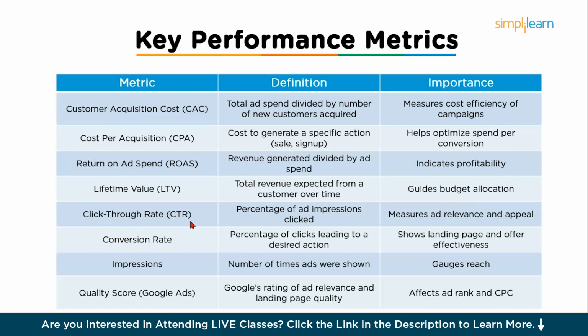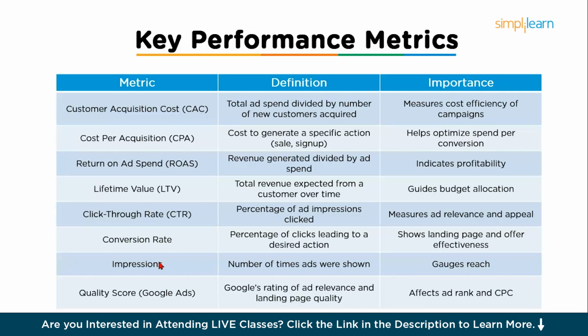Then comes click-through rate. It is very important, click-through rate. Percentage of ad impressions that get clicked. People are watching your ads, seeing your ads, whether they are clicking or they are just scrolling. If they are clicking, it is coming under the click-through rate. It will measure ad relevance and appeal. Then comes conversion rate. It is the percentage of clicks leading to a desired action. It shows landing page and offer effectiveness.